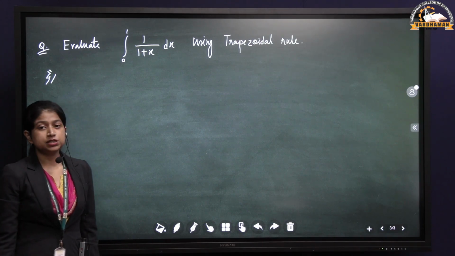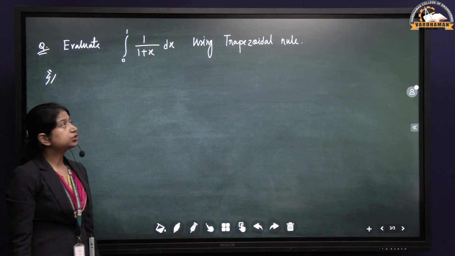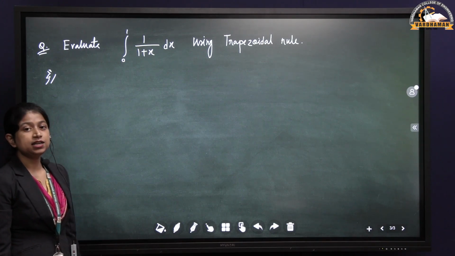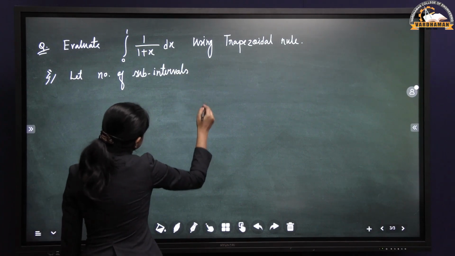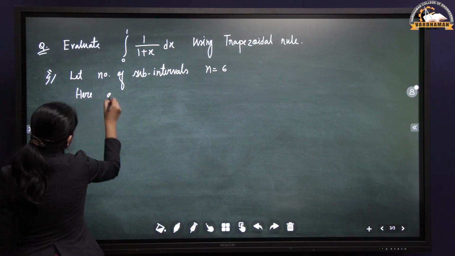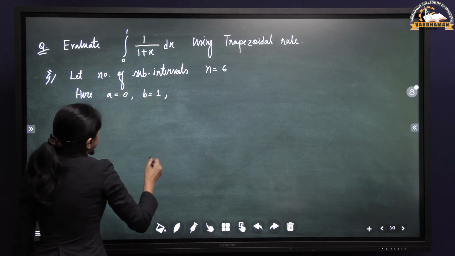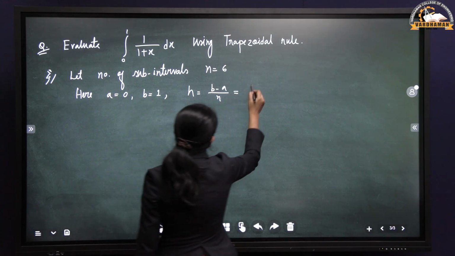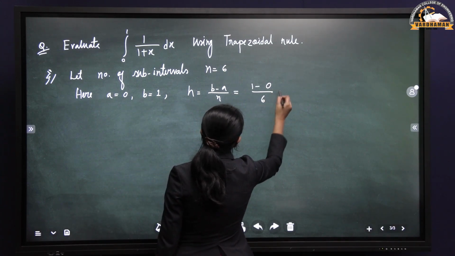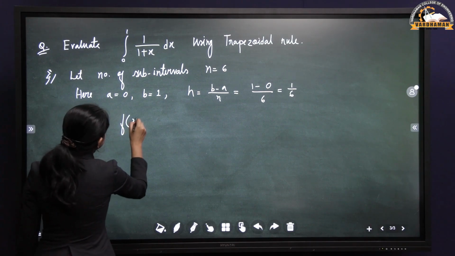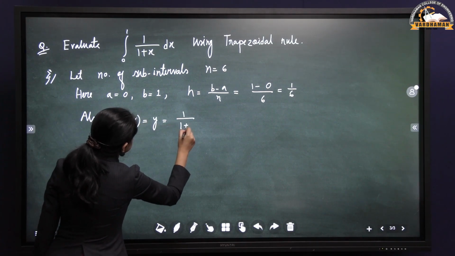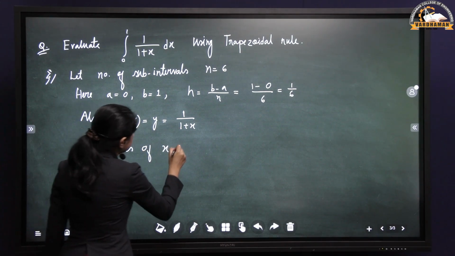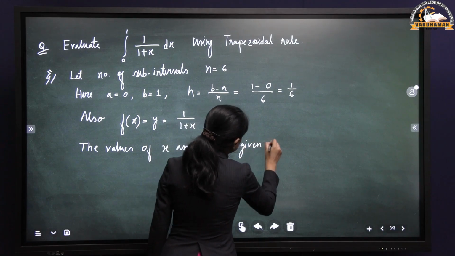Here the number of subintervals are not given. As we know, in trapezoidal rule we can take any number of subintervals. So here let us take the number of subintervals n equal to 6. Here a is equal to 0, b equal to 1, and therefore h will be equal to (b minus a) by n. That means (1 minus 0) by 6, 1 by 6. Also f of x is equal to y equal to 1 by 1 plus x. Now let us make the table for x and y values. The values of x and y are given in the following table.